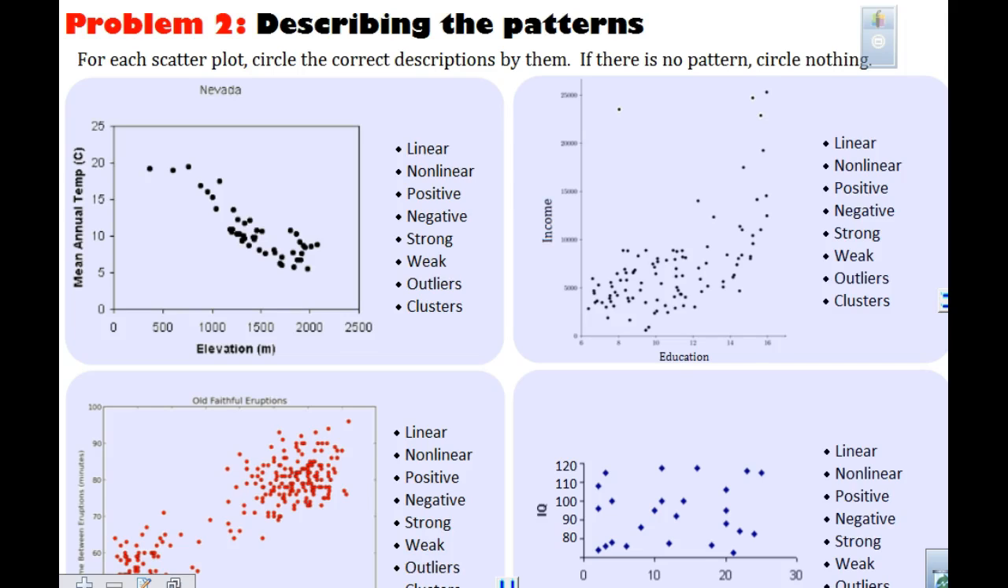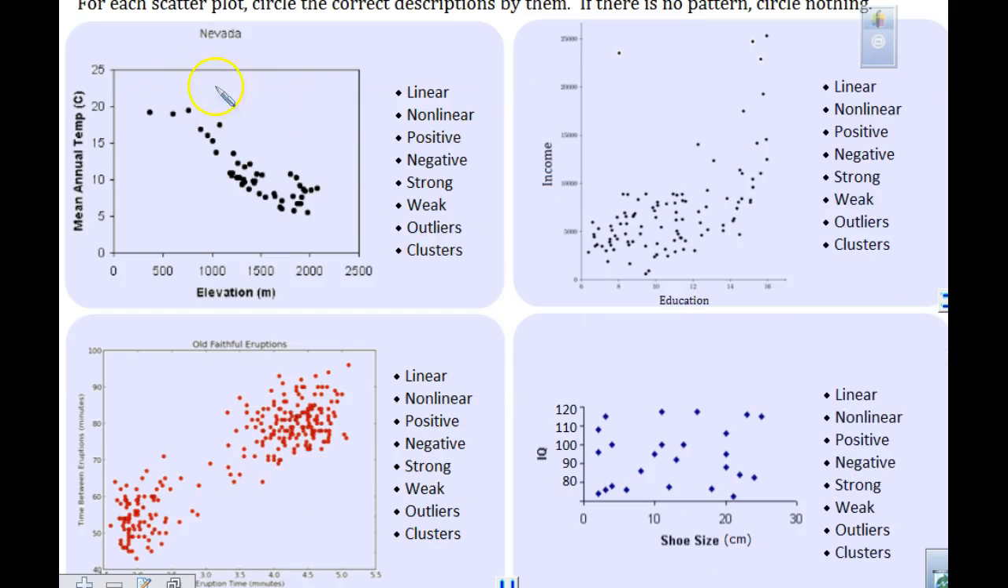They're wanting you to, for each scatter plot, correctly look at the description. If there's no pattern, circle nothing. So, looking at that next one again, I'm going to have you do the same on that first one with Nevada's temperature, and give me the first few things that you have.